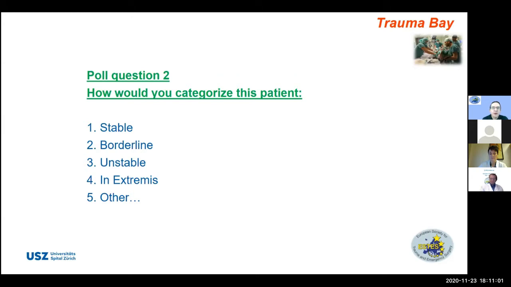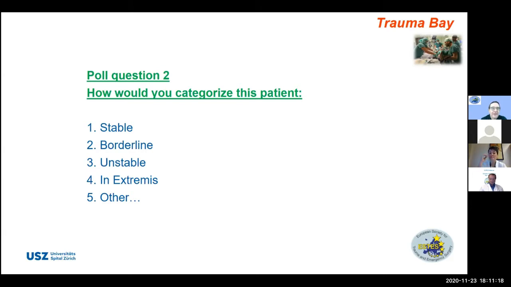Okay, well, not unsurprisingly, nobody thought he was stable, and the vast majority would say that he was unstable. Chris, perhaps you'd like to explain what borderline means. Okay, well, borderline means that, sorry, I should have shared those.